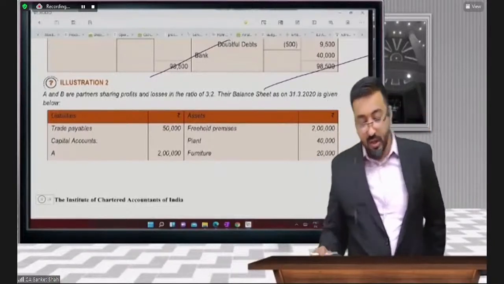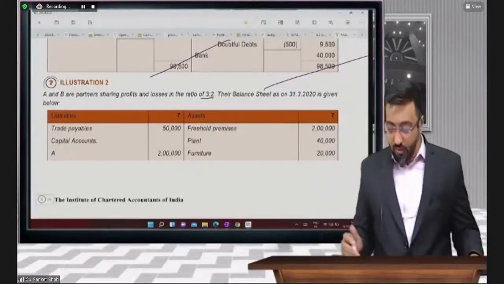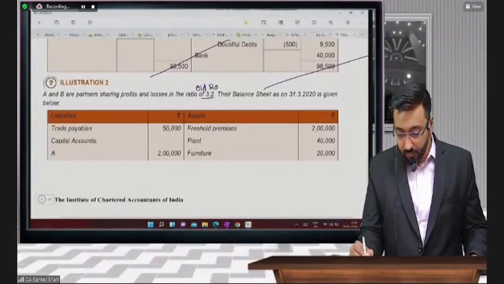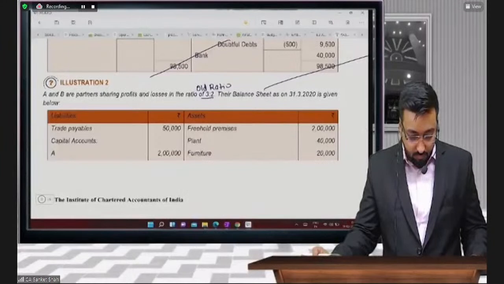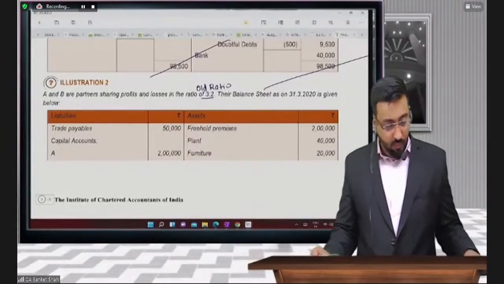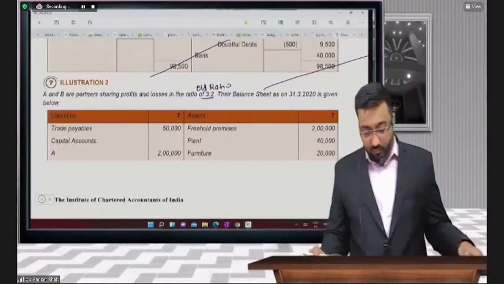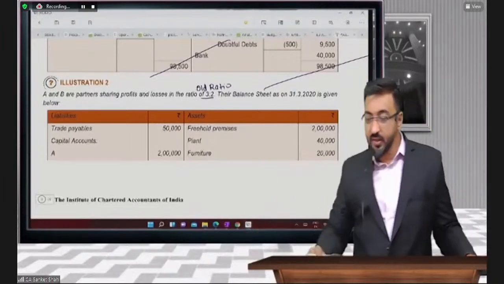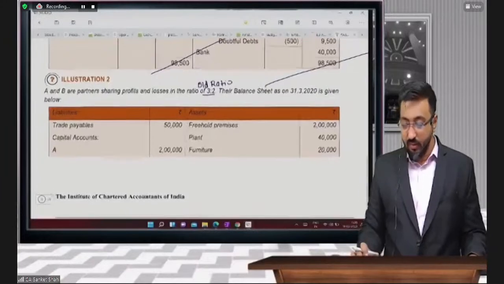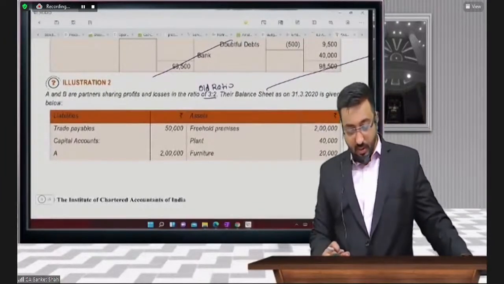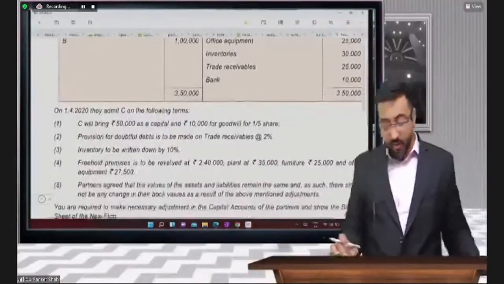A and B are partners sharing profit and losses in the ratio of 3:2. So beta, A and B 3:2 is their old ratio. Their balance sheet as on the given date shows trade payable, capital accounts, furniture, freehold property, plant, office equipment, inventory, trade receivable.